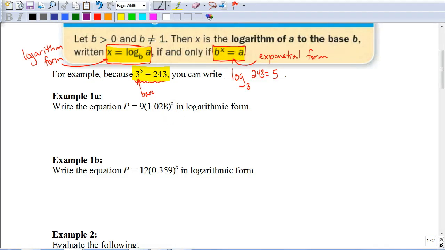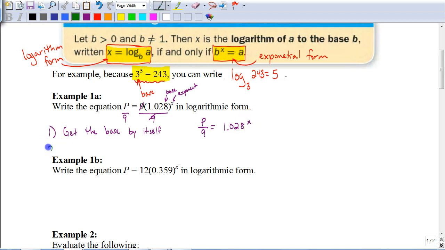So I'm at a standstill. I can't do anything. So in order to work through this, what I need to do first is this. I need to get rid of this 9. So I'm going to divide both sides by 9. That's your first step. Your first step is to get the base by itself. And if you're wondering what the base is, look for the exponent. The base is always attached to the exponent. So we want to get that 1.028 by itself, so I divide both sides by 9. So now I'm left with p divided by 9 equals 1.028 to the x power.